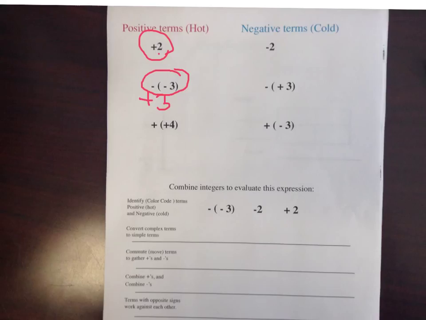Okay, here's a complex term, adding 4 hot. Well, that will make it hotter. That's a positive term as well. It will make it hotter by 4.